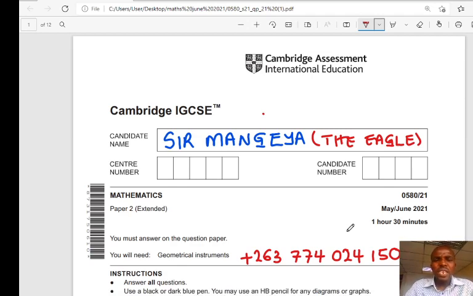Right. This one is a Cambridge International IGCSE Extended Mathematics Paper 2. It's for May-June 2021. Right.